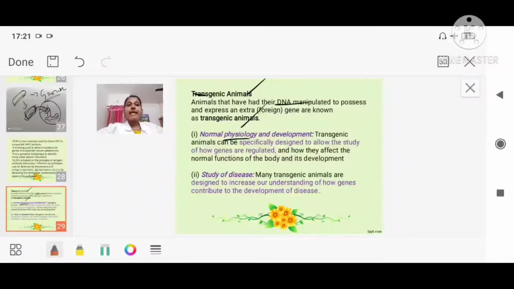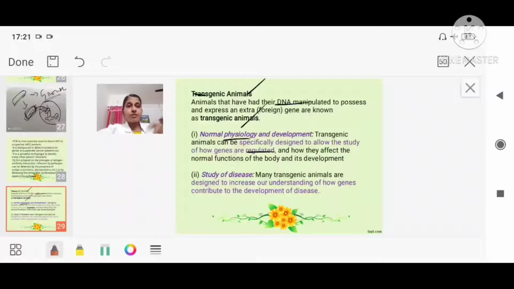Transgenic animals are specifically designed to allow the study of how genes are regulated, what the gene sequence is, what the mRNA produced is, the protein produced, how much it is produced, what the metabolic pathway is. All these things we can learn, okay, and how they affect the normal function of the body and its development.